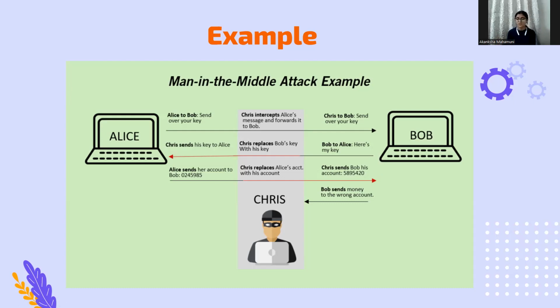Since Bob was to send the money to Alice, he believed that the account number which was sent was from Alice, and he sent the money to the wrong account. This is one of the intentions why this attack is performed, and it can also be performed to manipulate the data or access sensitive information of the source or destination devices which are attacked.